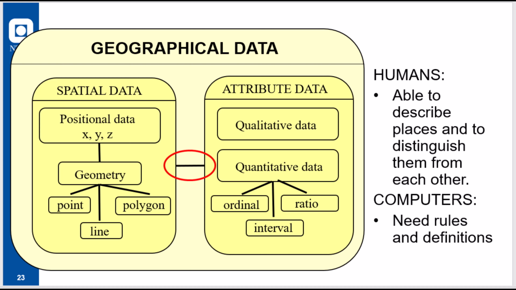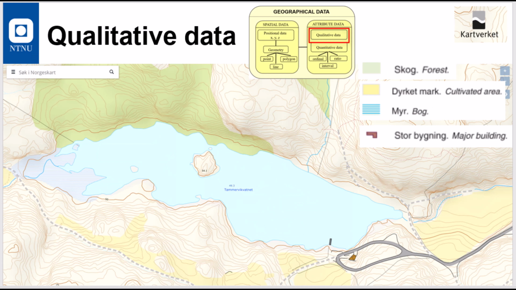And a similar connection must exist in the data structure. This is done by attaching descriptive data to the geometric object, that is attribute data, being linked to the spatial data. All objects are therefore assigned qualitative and/or quantitative data. Let's give one example of qualitative data. This could be land use categories, typically shown in topographic maps.